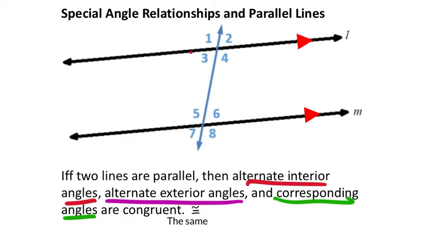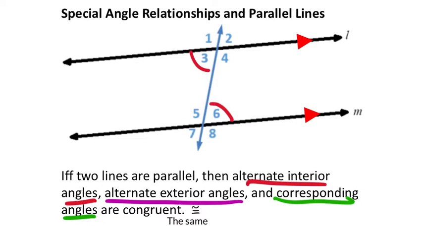So if I looked at angle 3, which is at the top intersection or vertex, it's on the left side of the transversal. Angle 6 would be its alternate interior angle because it's at the other vertex but on the right side of the transversal, okay? So angles 3 and 6 would be alternate interior angles, but angles 4 and 5 would as well.